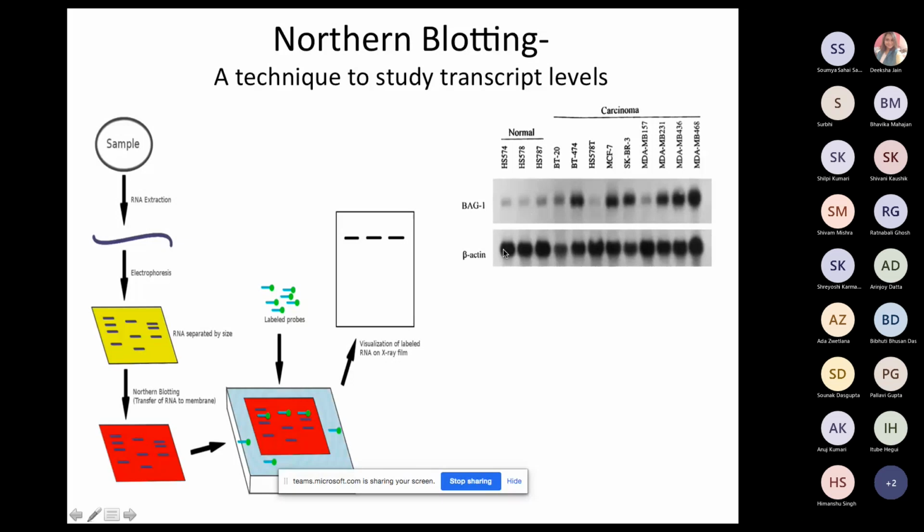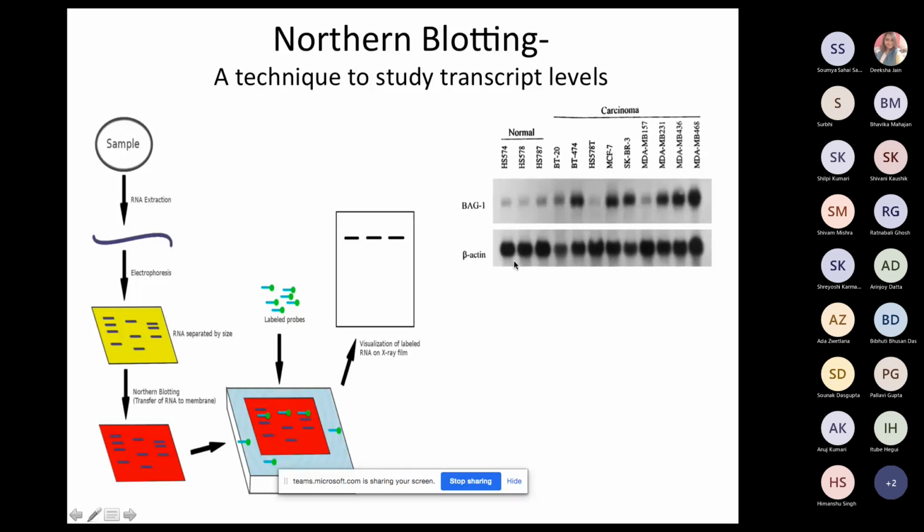So we believe that the expression of beta actin, in this case the housekeeping gene that we have taken, remains the same throughout. So if the levels of these are the same, then I can convince that I loaded the same amount of RNA in these samples and the same amount of RNA in all these samples.